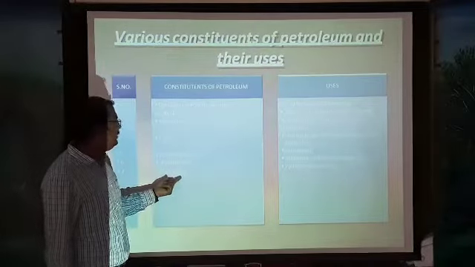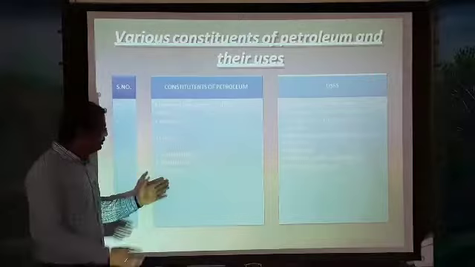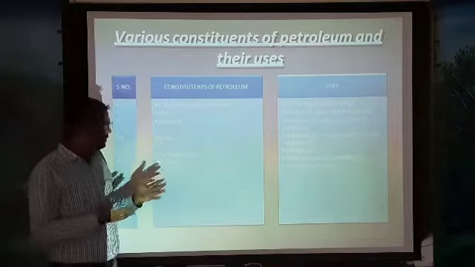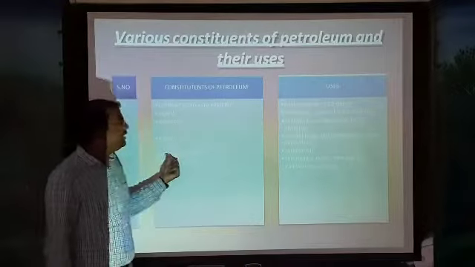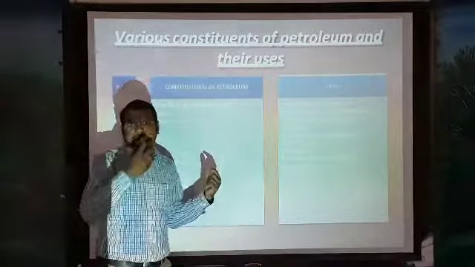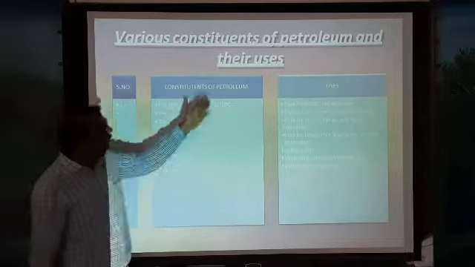The next one, bitumen, is used for paints and road surfacing. Bitumen is the tar that we see on roads. And lubricant, as you see, the grease is also one. So these are the constituents of petroleum and their uses.